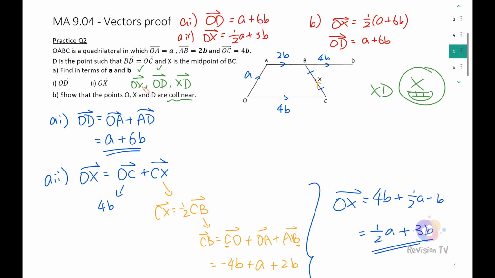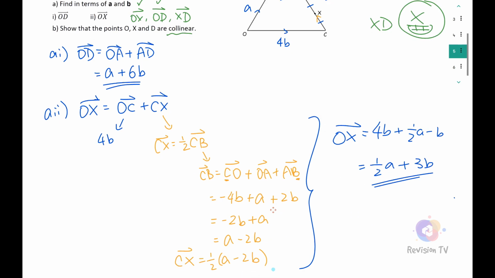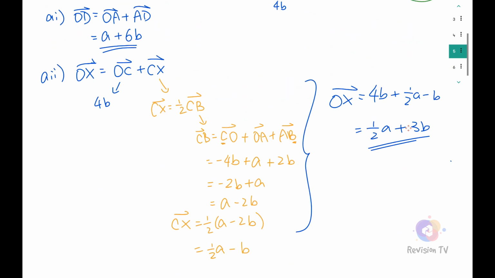Anyway, so OX and OD, we don't need to do anything else. We don't have to find XD. So all we have to do is show they're parallel and say O is a common point. So let's do that. So we know OX and we know OD.